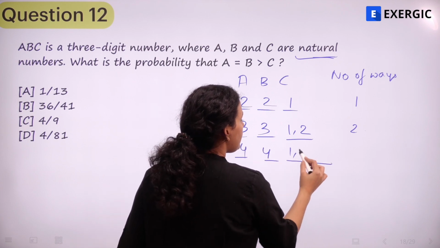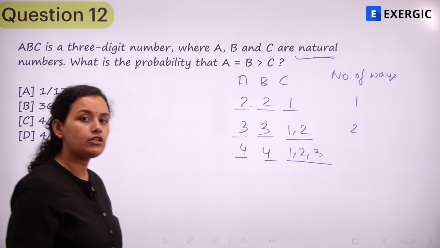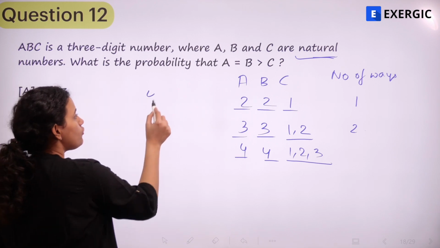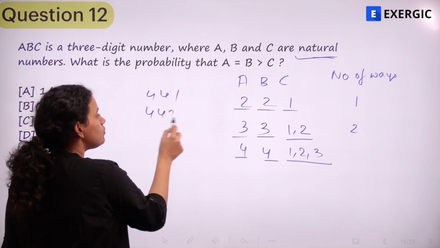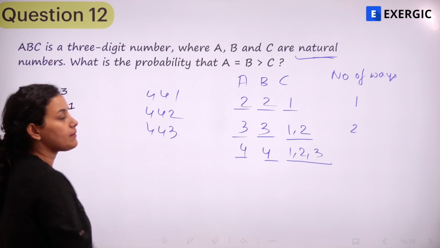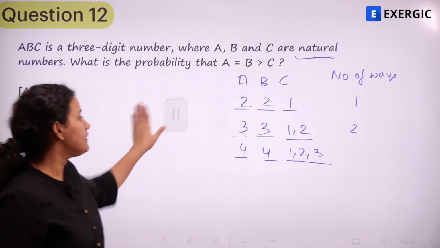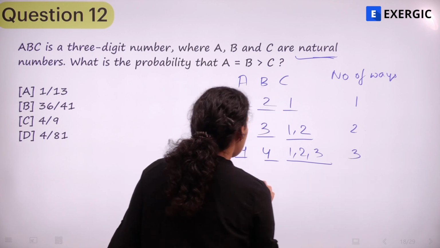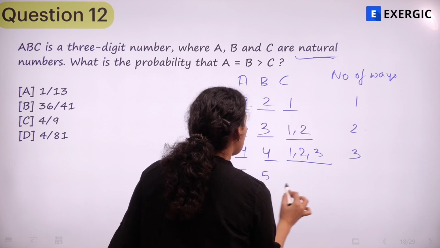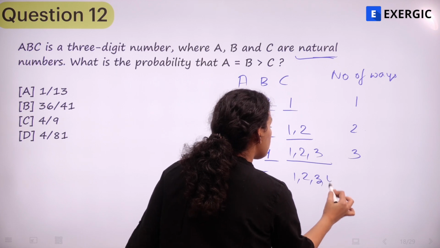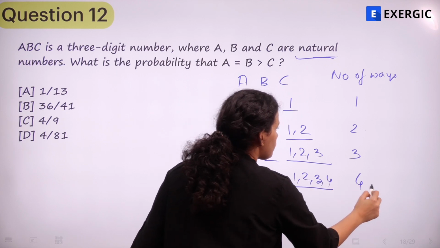What if the numbers are 4? Then C can be 1, 2 or 3. 4, 4, 1. 4, 4, 2. 4, 4, 3. All 3 numbers are possible. So I am having 3 possibilities. Similarly, if I take 5, then C is going to be 1, 2, 3 and 4. So 4 possibilities.